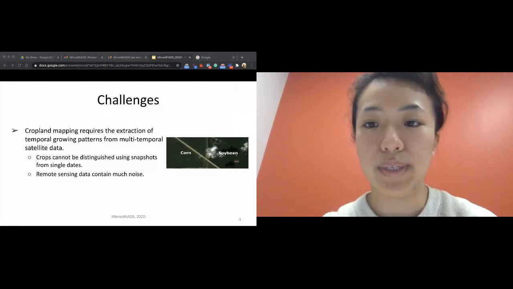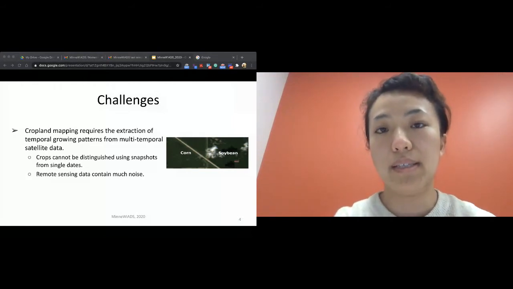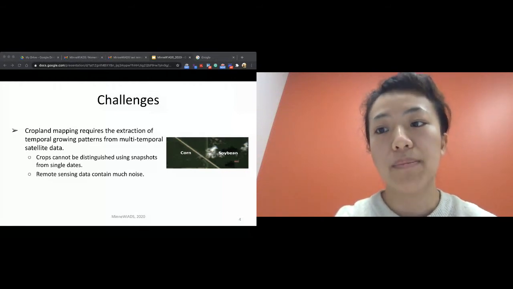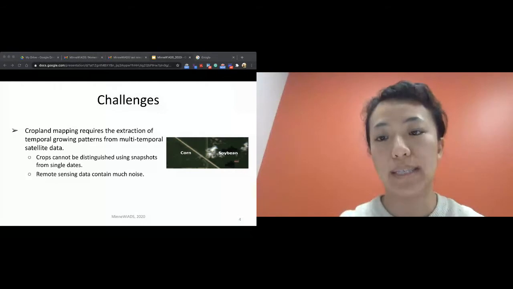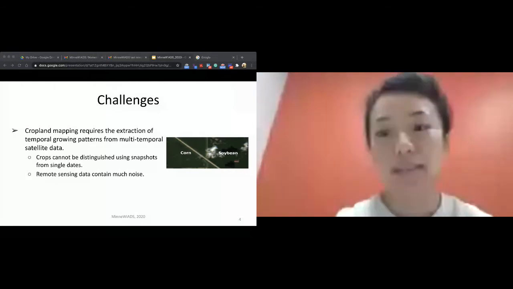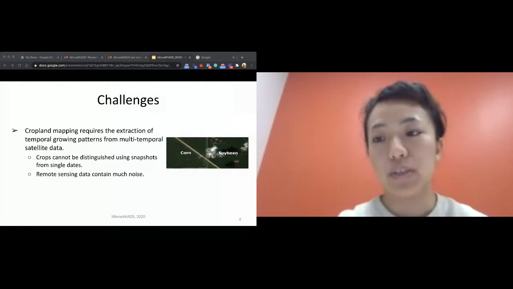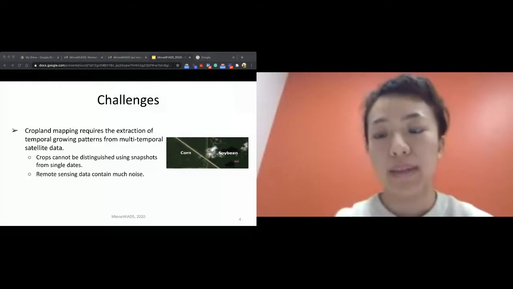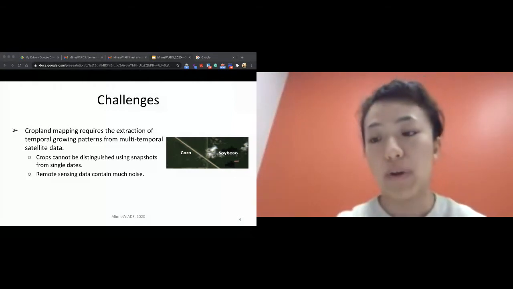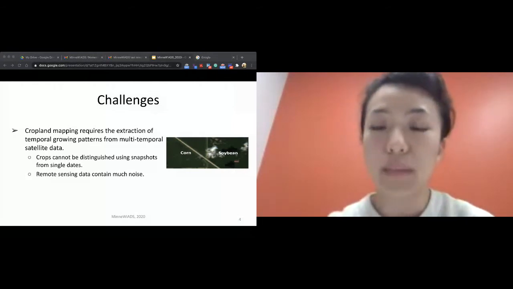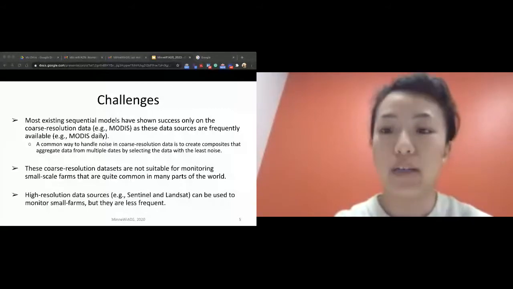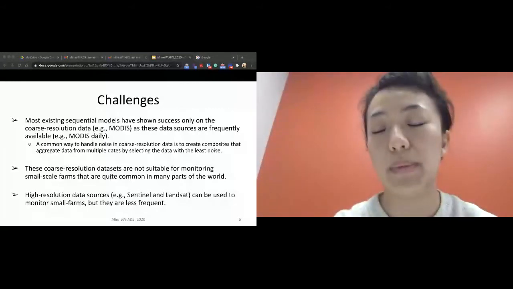Most existing sequential models have shown success only on coarse resolution data. MinneWiADS, for example, is available on a daily basis, which provides a way to handle the noise, because you can create composites by aggregating data from multiple dates and selecting the data with the least noise. But these coarse resolution data sets would not be suitable for monitoring small scale farms that are quite common in many parts of the world.